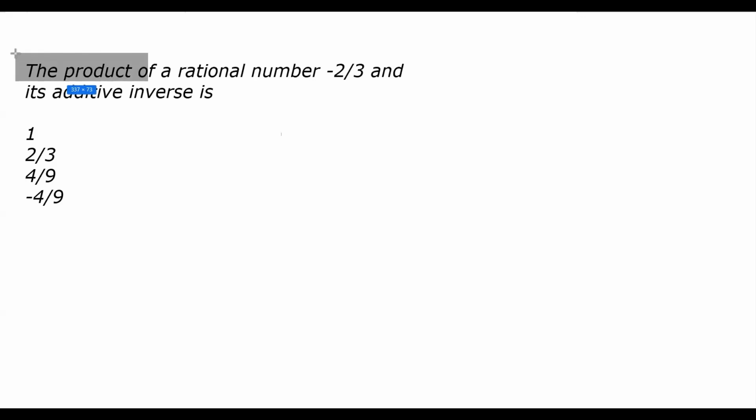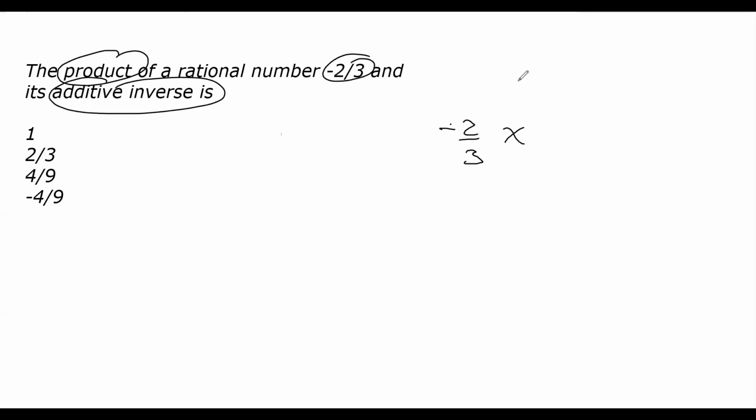In this question, it says the product of a rational number minus 2 by 3 and its additive inverse is what? So we have a number that is minus 2 over 3 and we have to find the product. So we'll say multiply with its additive inverse. What we know, the additive inverse of a number is the same number with its opposite sign. So it's minus 2 over 3, same number but with opposite sign. So it should be positive 2 over 3.